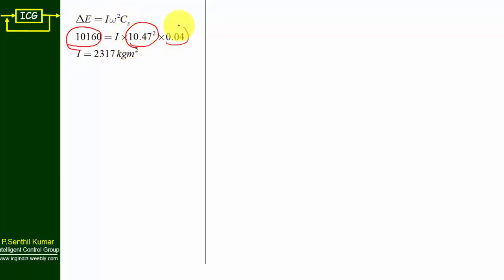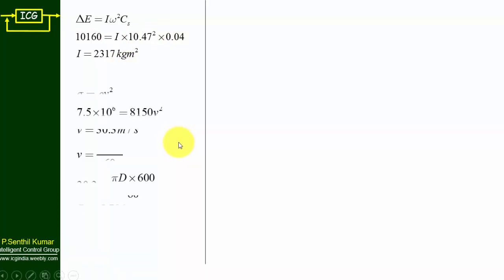What is the standard formula for I? Del E equal to I omega squared CS. Del E value is known from the previous slide. Omega we have calculated in the previous slide. CS is also known. Now I can find I. When you rearrange all those things, you will get an I value of 2317 kg meter square.